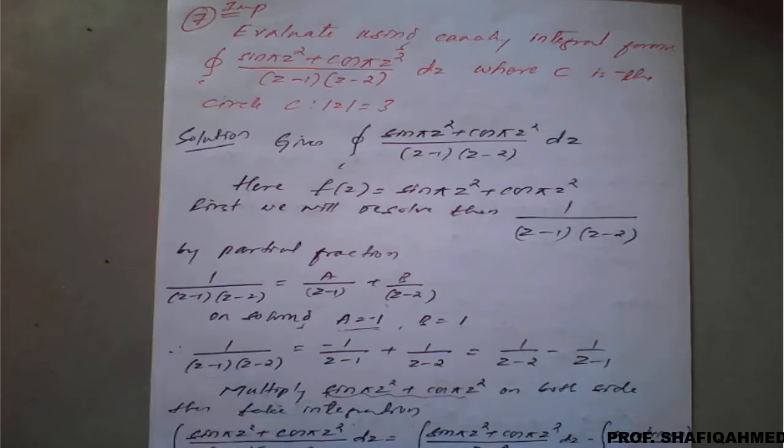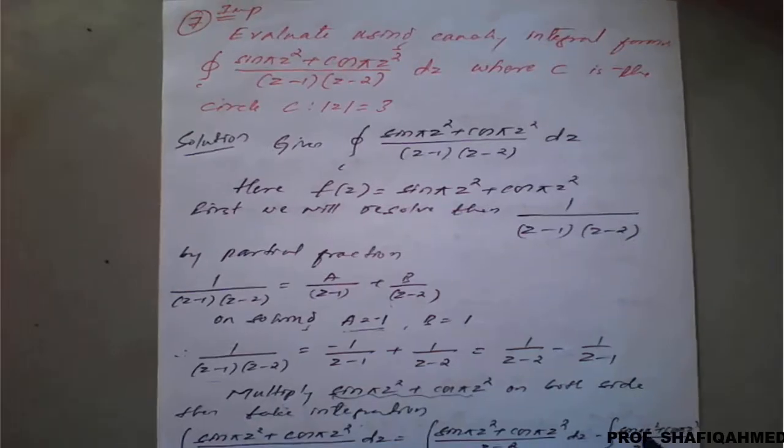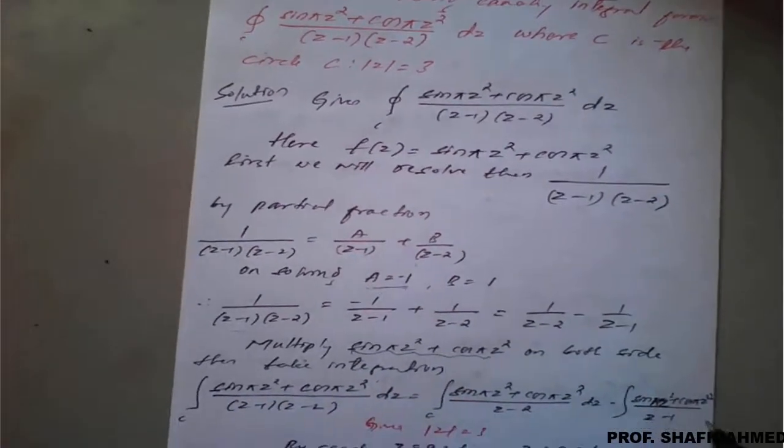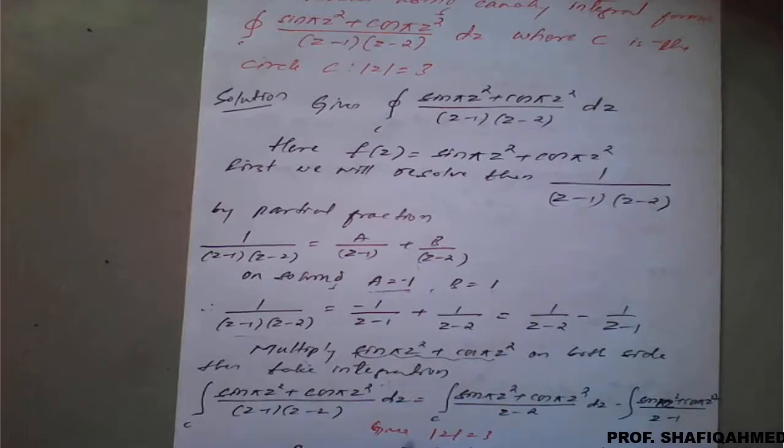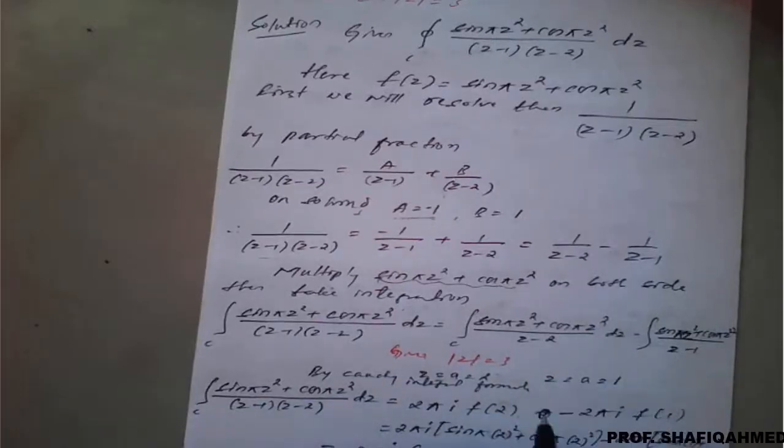If you apply this, you will get the left hand side with dz. So the integration of (sin πz² + cos πz²) upon (z − 2), minus the integration of (sin πz² + cos πz²) upon (z − 1), dz. Here they have given the circle |z| = 3.